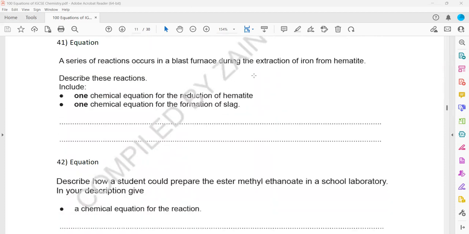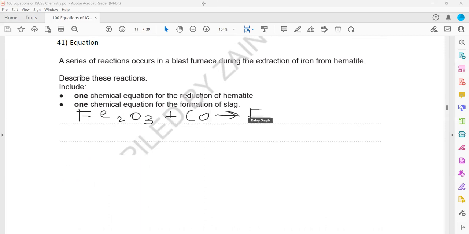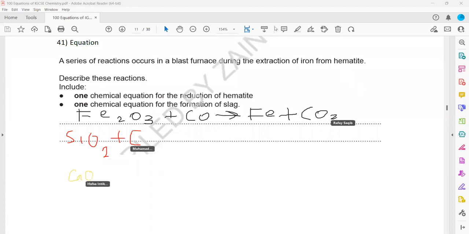A series of reactions occur in the blast furnace during the extraction of iron from hematite. So when we extract iron, we use the ore of iron, which is hematite. Iron oxide is there, iron(III) oxide. Describe these reactions and include one chemical equation for the reduction of hematite, like how hematite is reduced or how oxygen is removed from iron. So the iron(III) oxide of hematite reacts with the reducing agent carbon monoxide to form iron and carbon dioxide. And the equation must be balanced. Whenever you're writing an equation, it must be balanced.